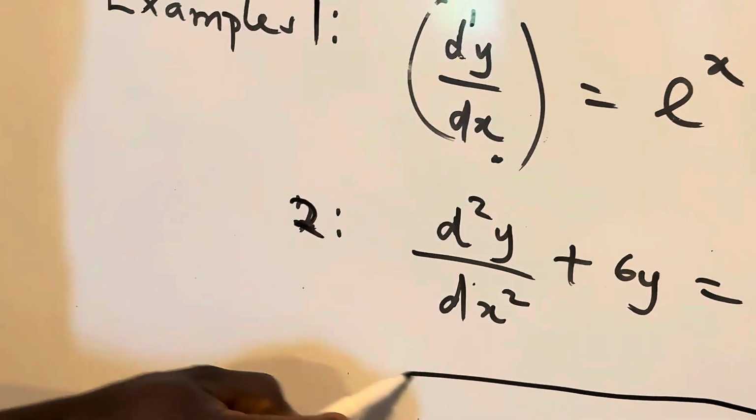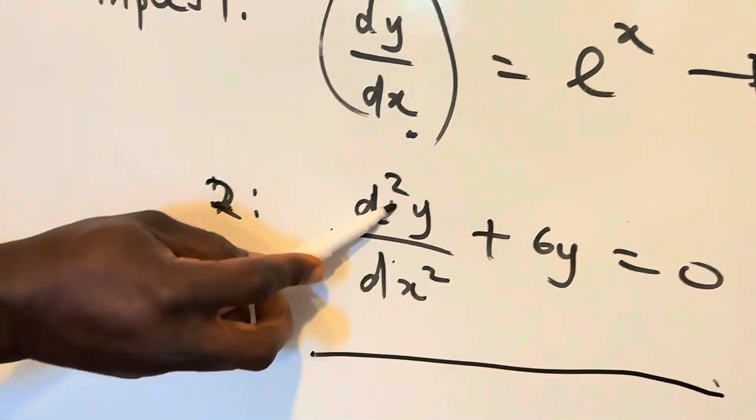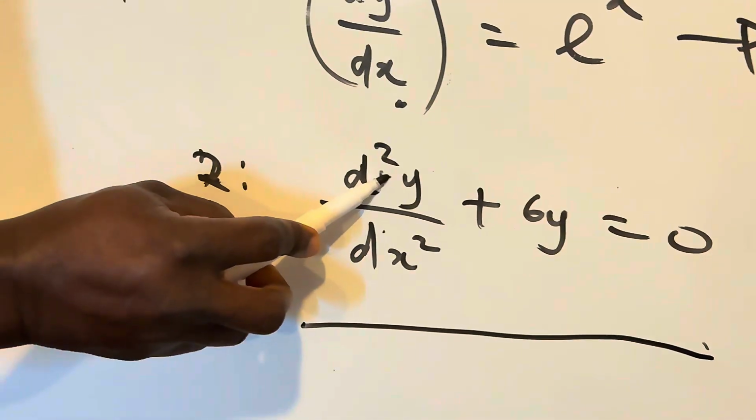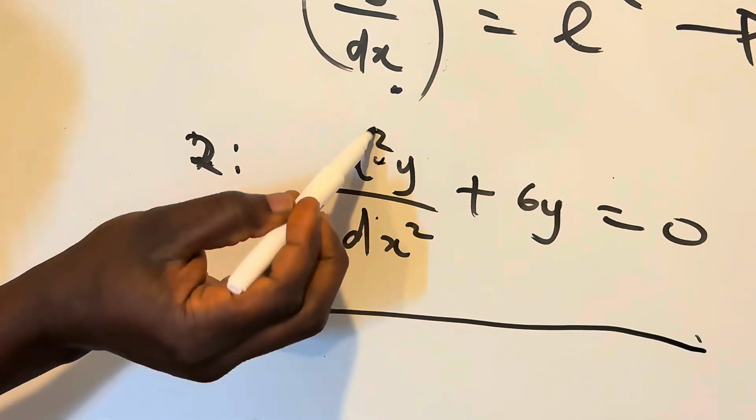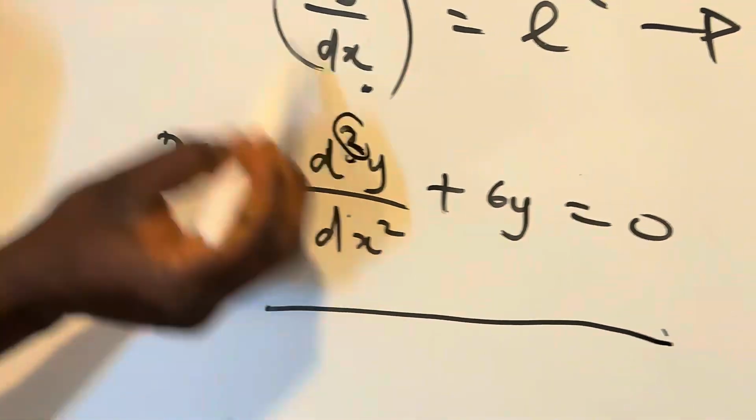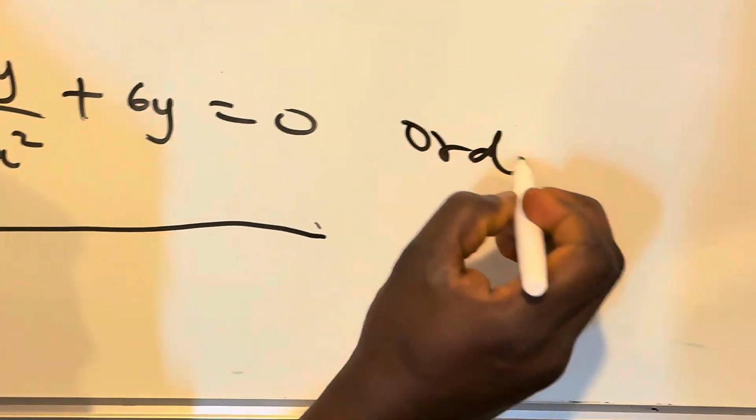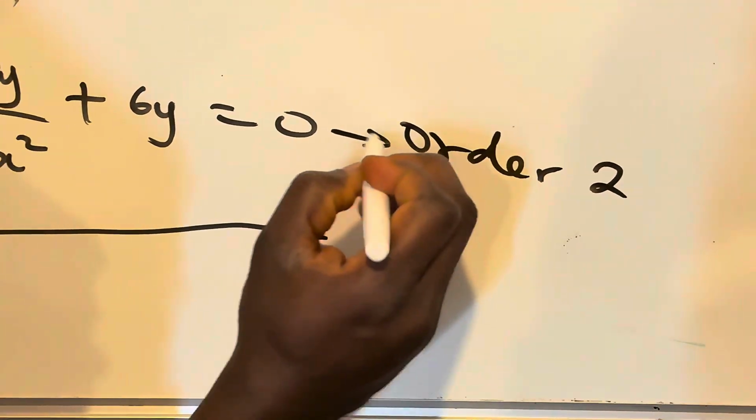Now, let's look at this example 2. This is a differential equation. The highest order of this differential equation is what? 2, because the power here is 2. So this is of order 2.